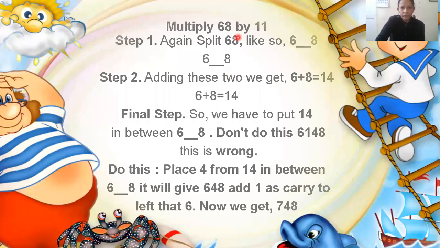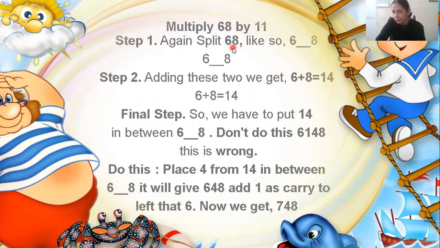Now the next question I have taken with you, as you can see here. You have to multiply 68 by 11. So how will you do it? Again, as I have done in my previous question, you have to split it. How will you split this 68? 6 and 8. Here you have two terms.